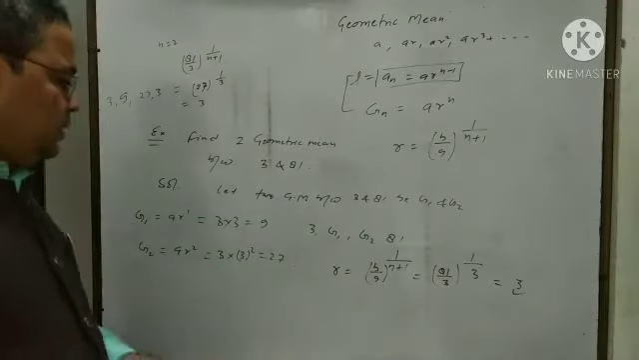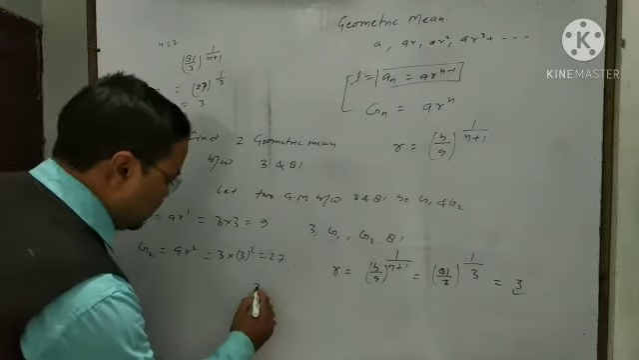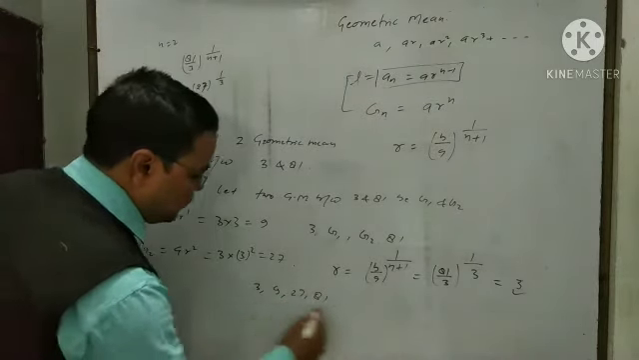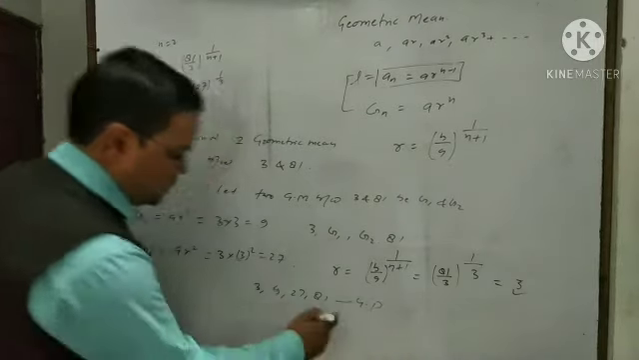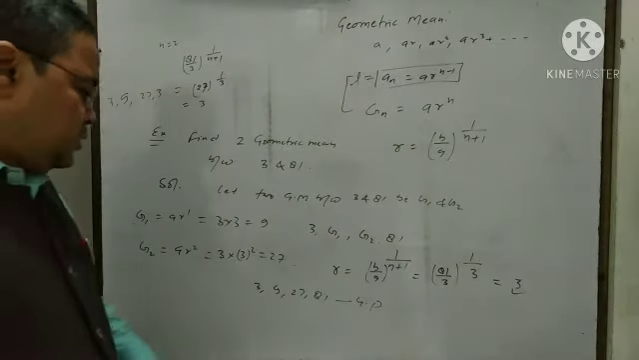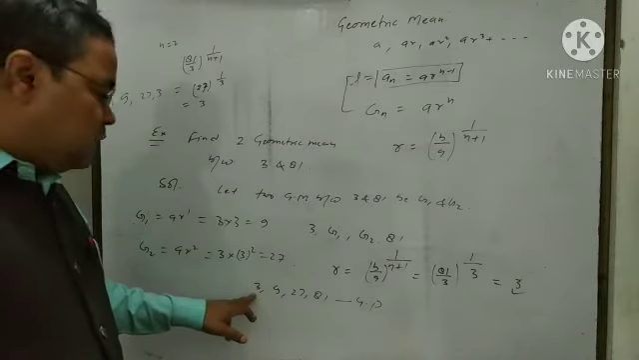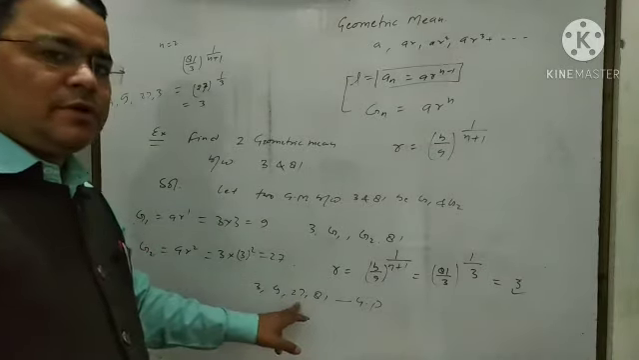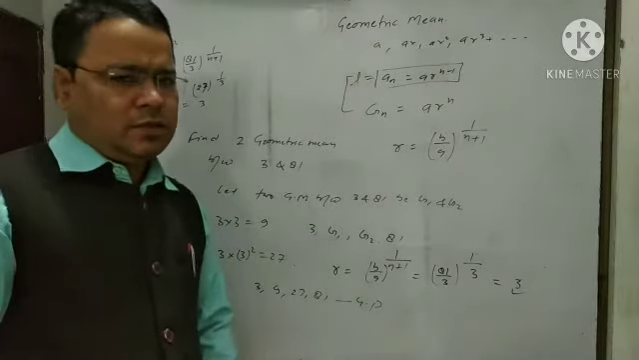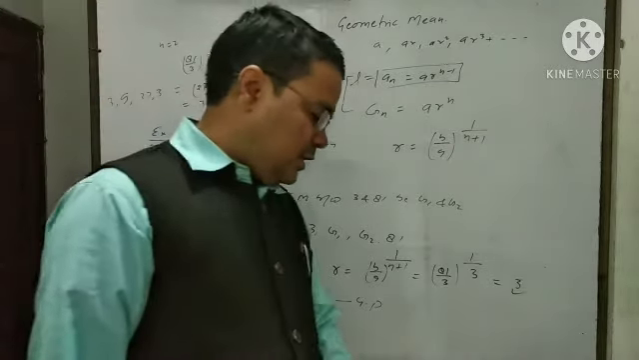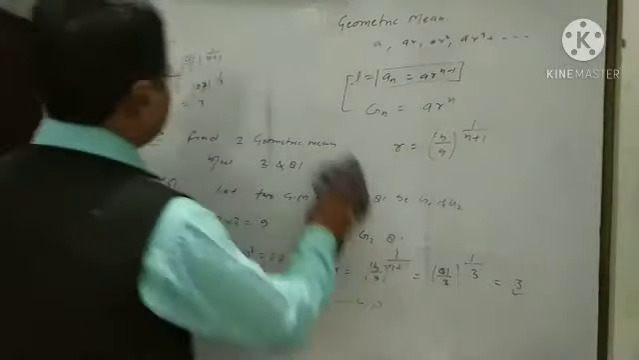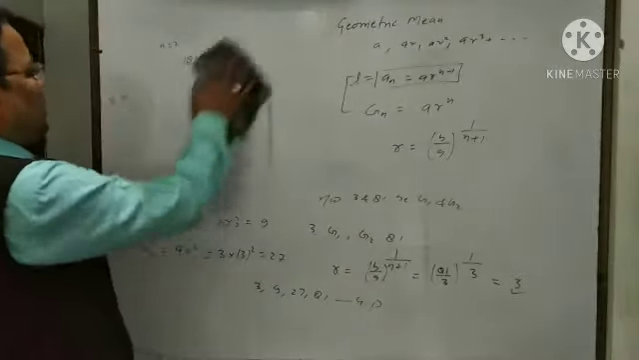If we put it here, then we find that 3, 9, 27 and 81 are in geometric progression. Simply we can see, because the ratio of 9 by 3 is equal to 27 by 9 is equal to 81 by 27, because the common ratio is always 3. Like this way you can find n geometric means between the two numbers A and B.